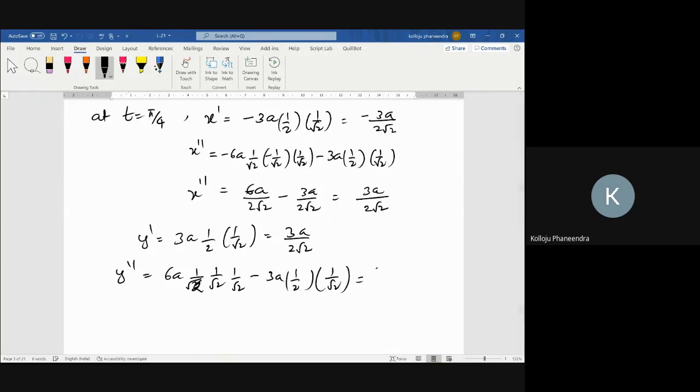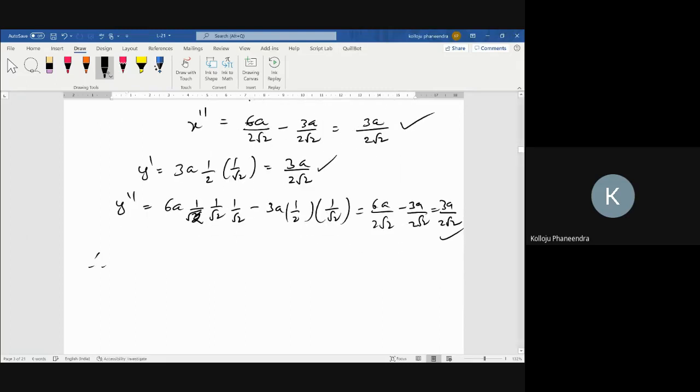So what is this? 6a by 2 root 2, minus 3a by 2 root 2. So this is 3a by 2 root 2. So the double derivatives are 3a by 2 root 2. And y dash is 3a by 2 and x dash is minus 3a by 2 root 2. Therefore, radius of curvature rho at t equal to pi by 4 is equal to, right?